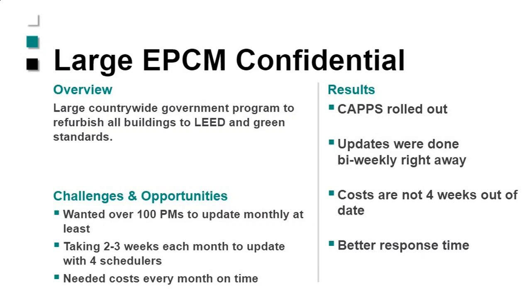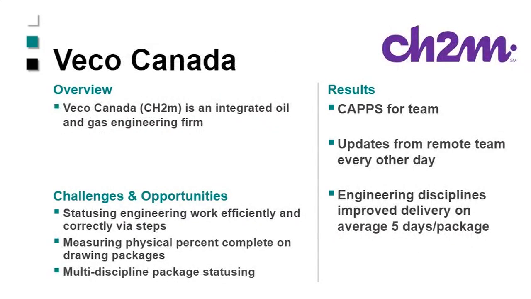And they only had 4 schedulers prior to this trying to do all the updates, and they were not getting them done. And it was causing difficulty on reporting for the program to the client, which was a governmental agency. So the key thing that CAPPS has achieved is they're able to get the updates done. It used to take them 2 weeks to get the costs in. So now they're able to get that monthly reporting, and the response time has been improved tremendously. Now, I mentioned this example a little earlier, and this was Vico Canada. It's now CH2M.